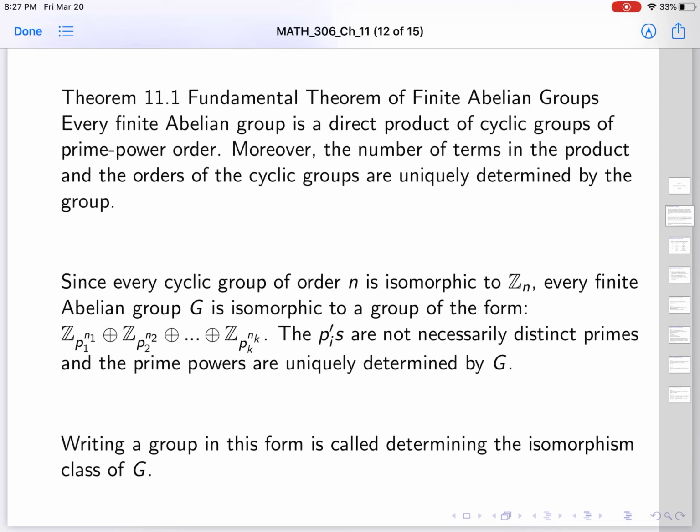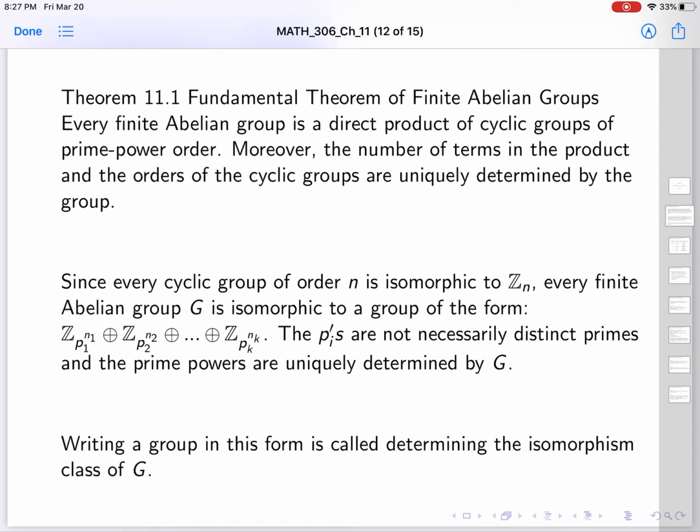It's the fundamental theorem for finite abelian groups, and it says every finite abelian group is a direct product of cyclic groups of prime power order. Moreover, the number of terms in the product and the orders of the cyclic groups are uniquely determined by the group. And just to be clear, these are external direct products.